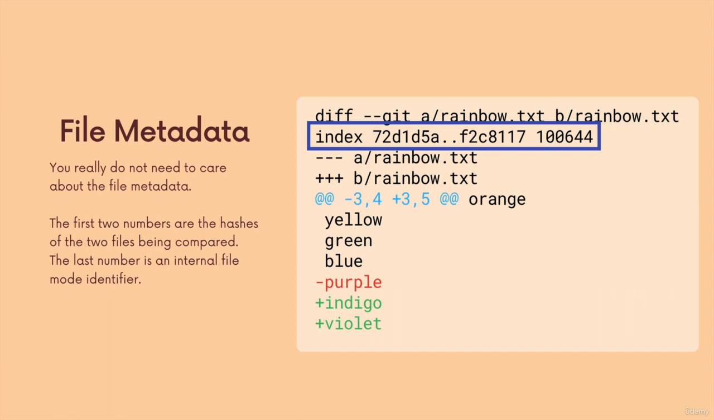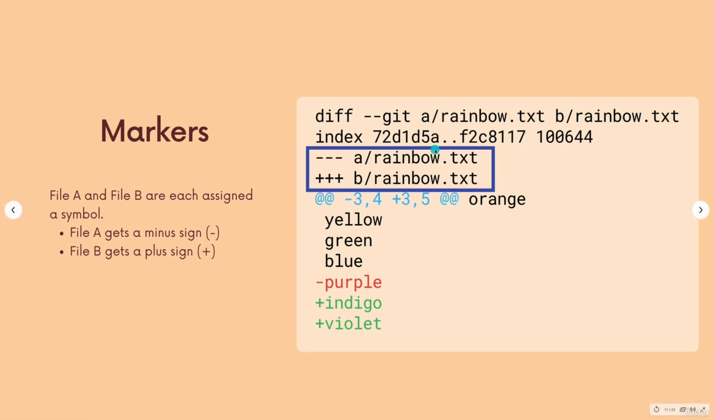Then the next line does not matter for the most part. I've never needed to ever take a look or understand it. It's metadata about the files that are being compared. Each file actually gets its own hash. That's what we're seeing here, but really it doesn't matter. And then this is an internal file mode identifier. Again, not important. Then we see two lines of markers. This is Git's way of telling us that for file A, whatever that is, changes in file A will be indicated with a minus sign, and file B will be a plus sign. So that part's hopefully straightforward.